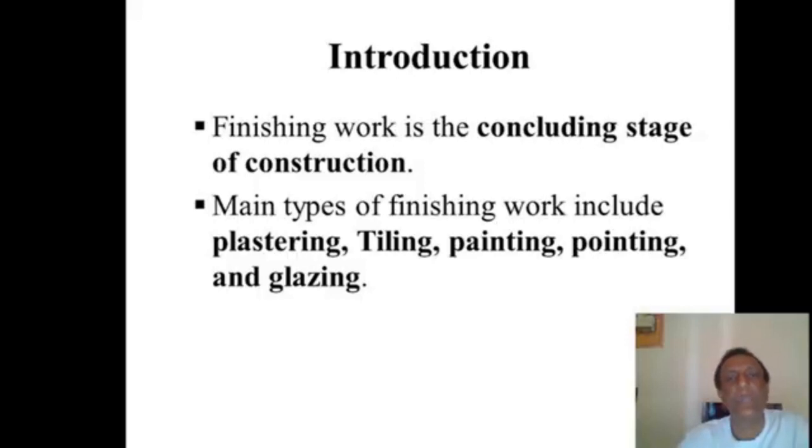The third chapter is painting. Painting involves two main purposes. The first purpose is aesthetics. By applying the paint on the surface, we can make the surface visually appealing. The second purpose is protection against weathering. Paint serves as a protective layer, shading surfaces from environmental factors like rain, wind, and sunlight.